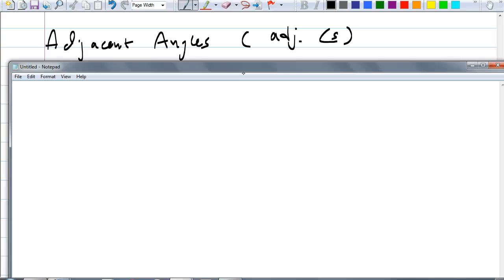Okay, so Kevin said angles that are next to each other. If you say that, I said right next to each other, sure, here's an angle. Here's an angle, they're right next to each other right there. Are these adjacent angles?